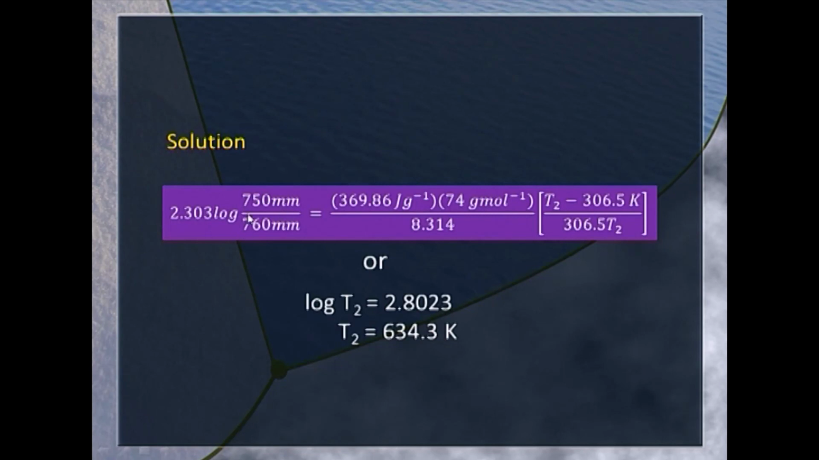If we look at the solution of the numerical, we can get it from the integrated form of the Clausius-Clapeyron equation, where there is the pressure term P2 by P1, and the delta H_V, the heat of vaporization term, which is given in grams. So, it has to be converted into moles, and the only unknown we have is the temperature, which has to be determined. If we solve this numerical, we get log T2, and after solving, T2 is 634.3 Kelvin.